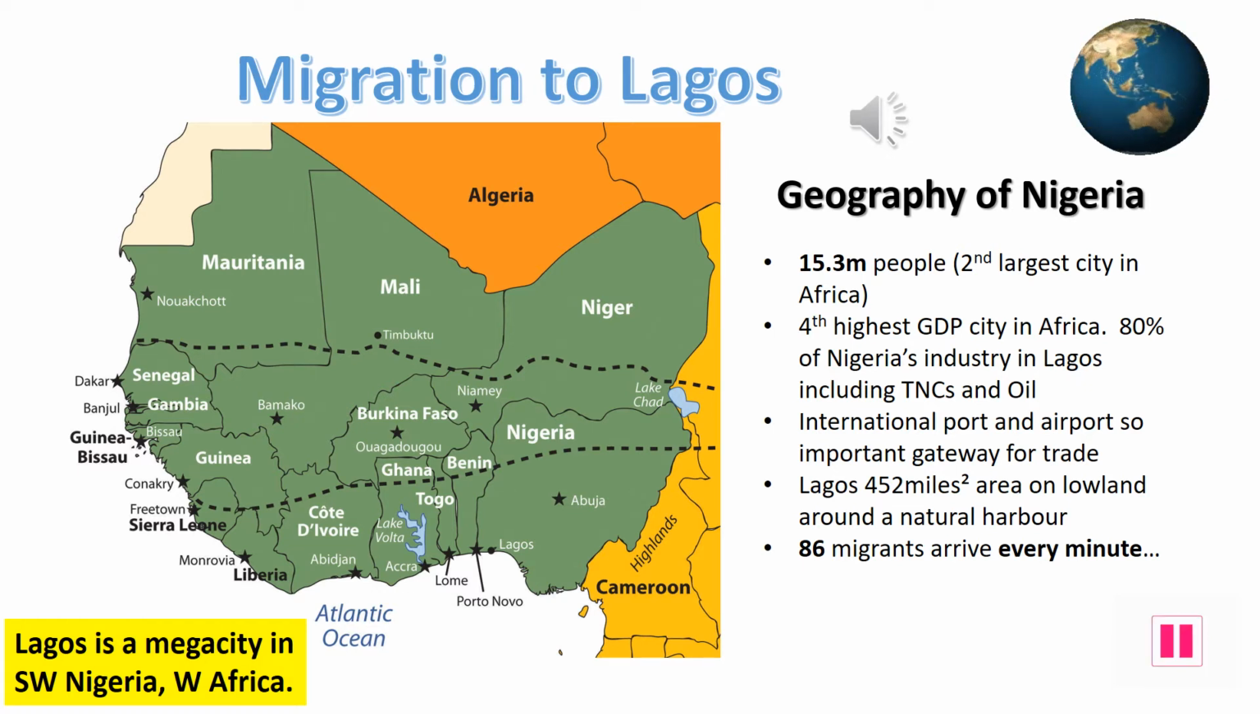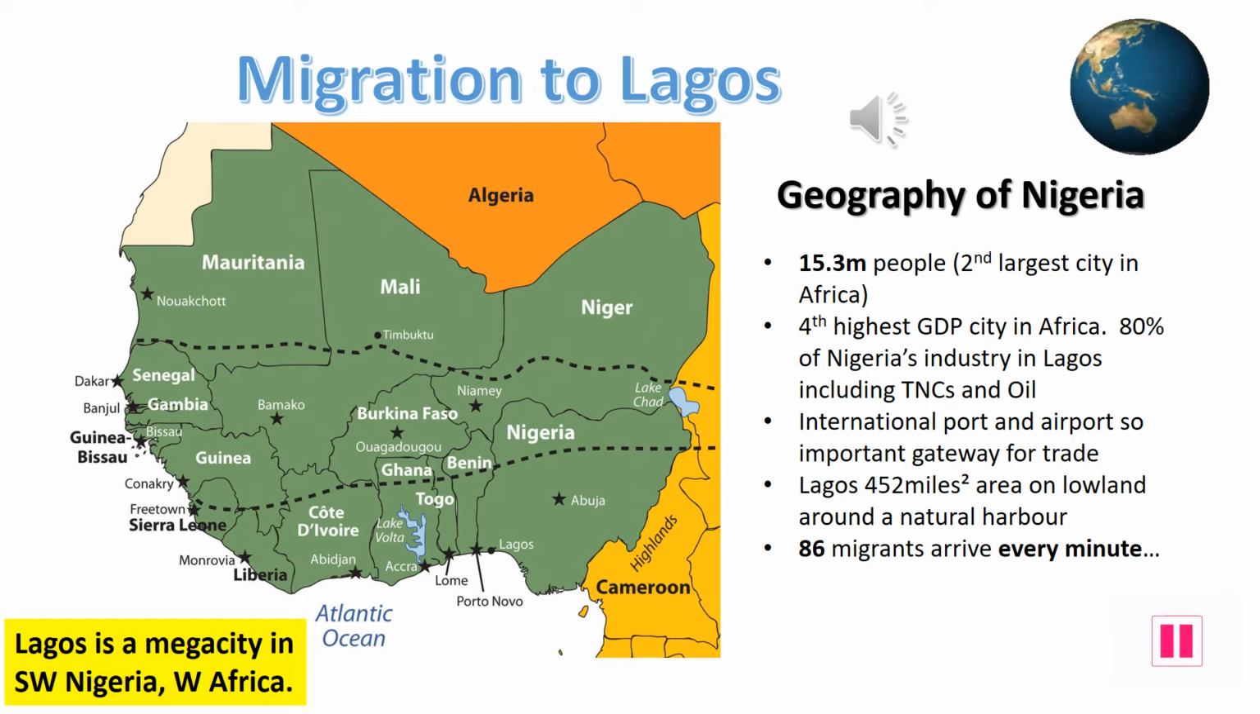Today, it's an international port and home to 80% of Nigeria's industry, including international transnational companies and powerful oil companies, attracting migrants from all over the world. Lagos is also just 200 miles away from the neighbouring LIDC Benin, which again attracts international migrants from there. Many economic immigrants also arrive from the much poorer nations of Niger and Cameroon.